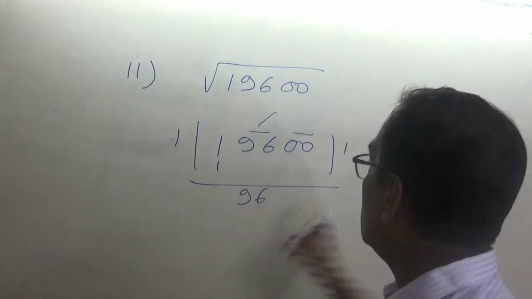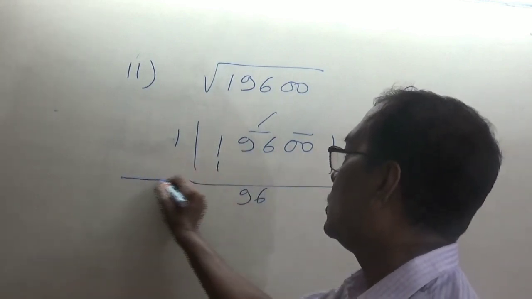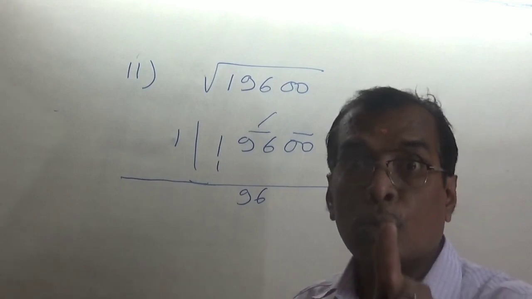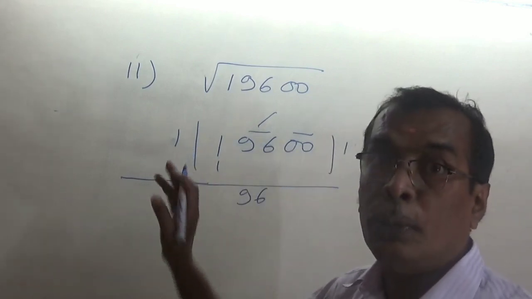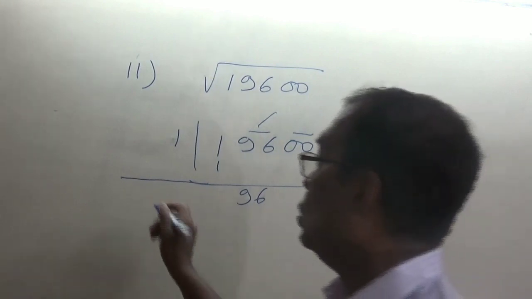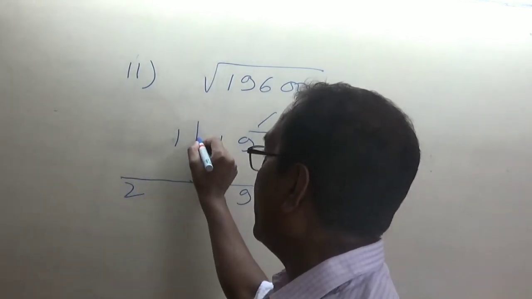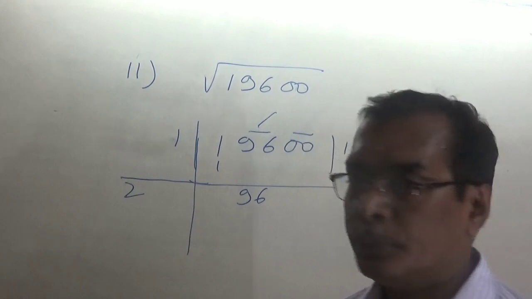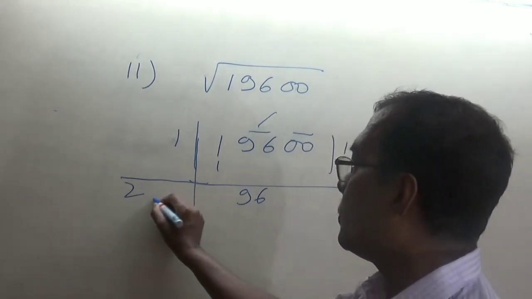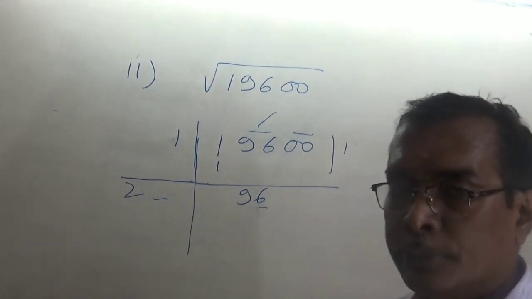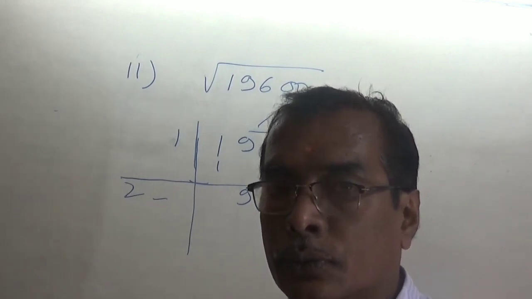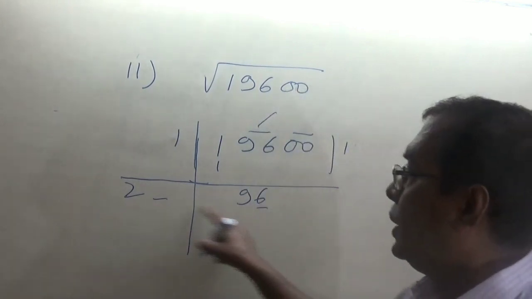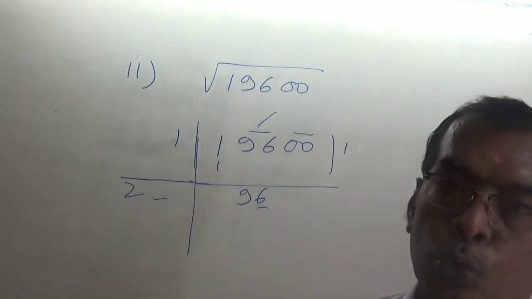Next pair, 96, is coming. What I have told you, that 1 you will have to add with it. It will become 1 plus 1 is 2. So write here 2. Extend this line. Now for this reserved place, omit this 6.